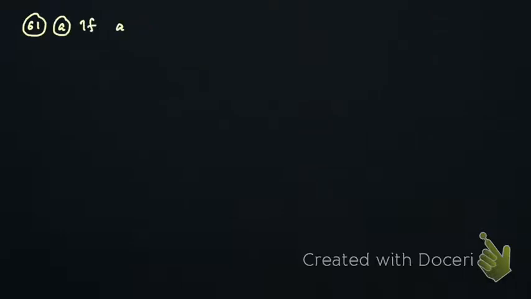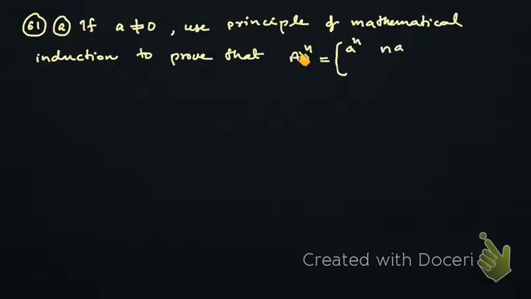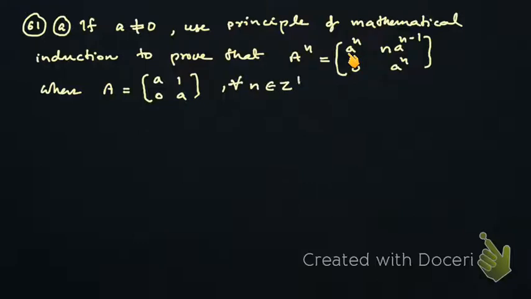We're going to look at another question here. It says, if A is not equal to 0, use the principle of mathematical induction to prove that A raised to n is equal to [[a^n, n a^(n-1)], [0, a^n]], where the original matrix A is [[a, 1], [0, a]], for every n belonging to the set of positive integers. So that's our question here.